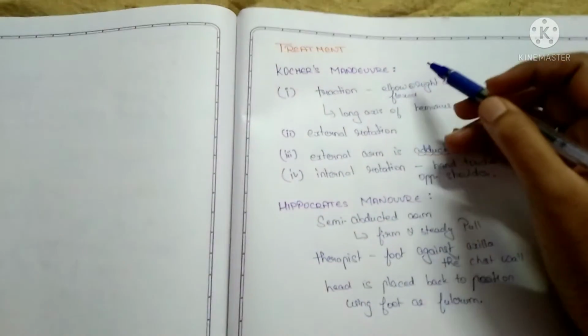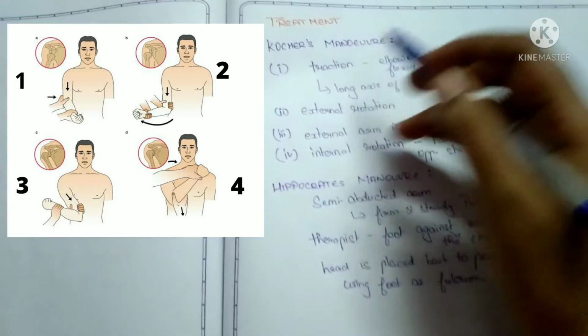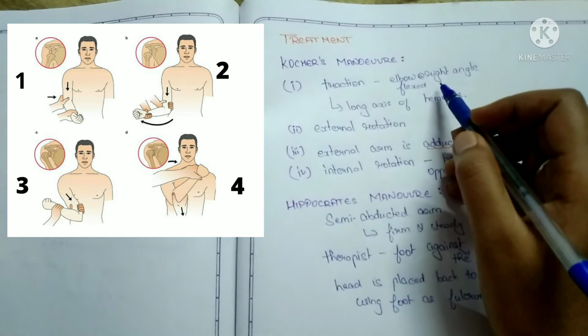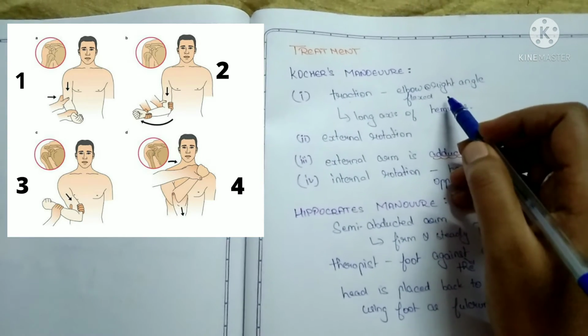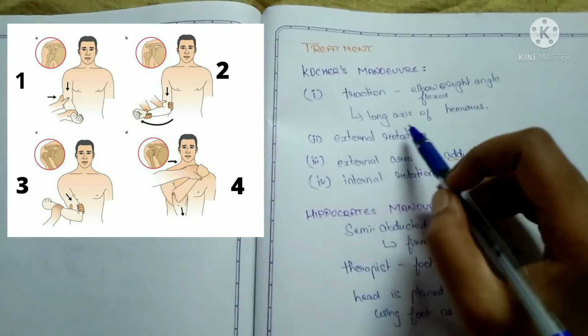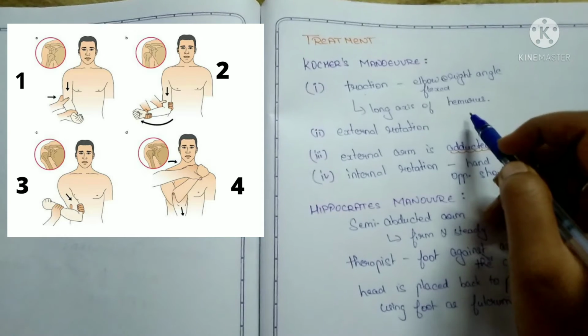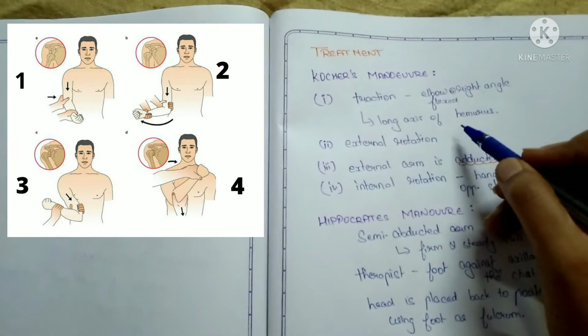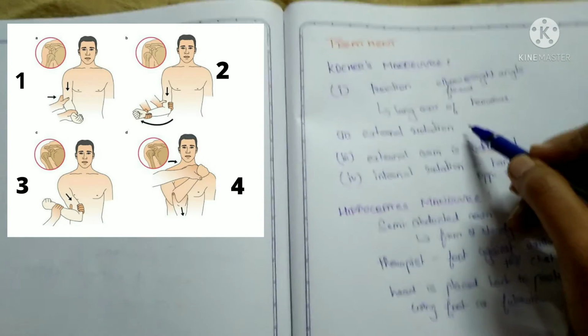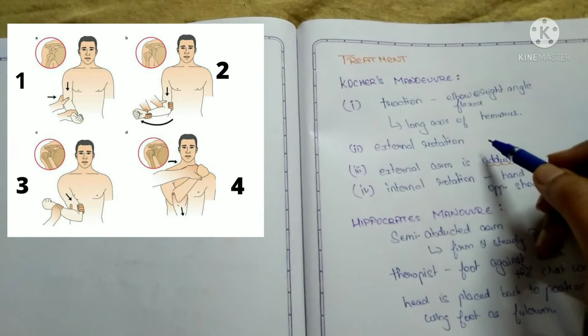Next is about the treatment of shoulder dislocation. Here we have two approaches. The first is the Kocher's maneuver. In this, the first step is the elbow will be at a right angle. Elbow is flexed at a right angle, and now the traction is applied to the long axis of the humerus. So this is the first step. Second step is the external rotation. The arm is externally rotated.